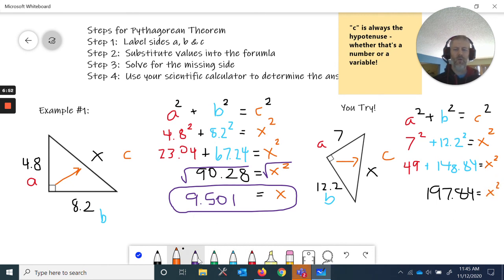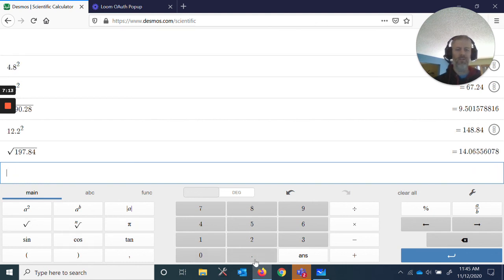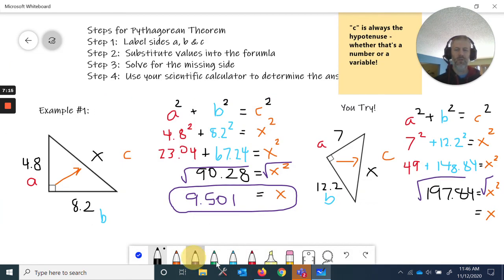And then we need to square root both sides. And so the x should be whatever the square root of 197.84 is. I'll run back to my calculator, square root 197.84, 14.065. Or 14.066 if you rounded. 14.065. And there you go. And then check, is this bigger than both of the legs? 14.065 is bigger than 12.2 or 7. So there you go.